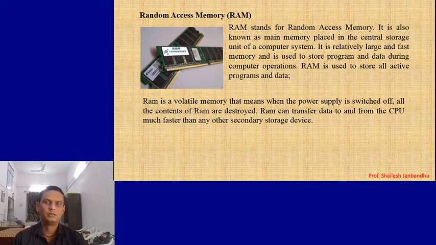It is a relatively large, fast memory, and it is used to store programs and data during computer operations. RAM is used to store all active programs and data. RAM is a volatile memory, meaning when the power supply of a computer system is switched off, all the contents of RAM will be destroyed, and it cannot be retrieved again. RAM can transfer data to and from the CPU much faster than any other storage devices.